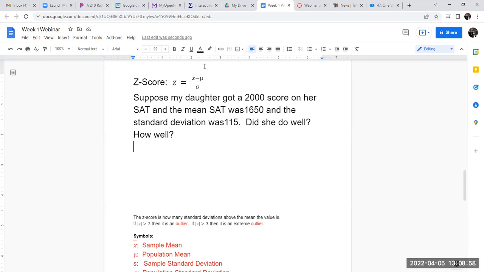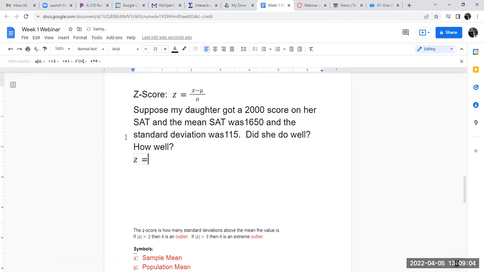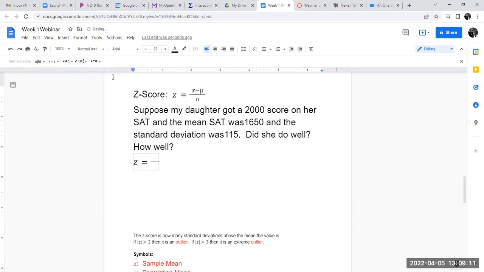So we can say z is equal to x, which is 2,000, minus mu, which is 1650, divided by 115. Any questions at all? Any questions at all on putting these numbers into the z-score formula? This is our first mathy looking thing we're doing in the class. Any questions? Okay. Again, you're always allowed a calculator.